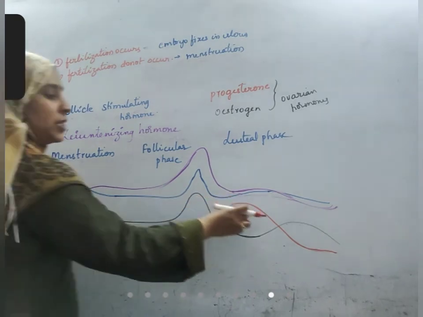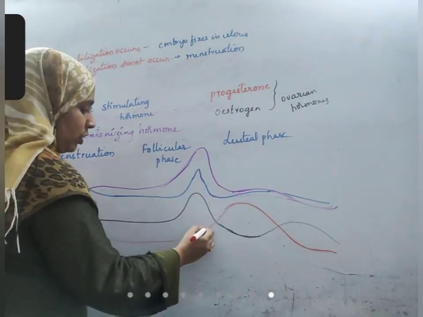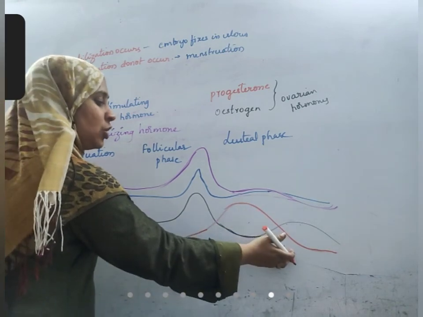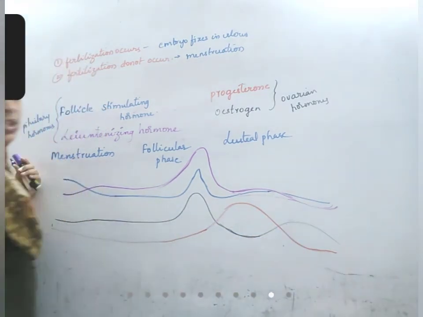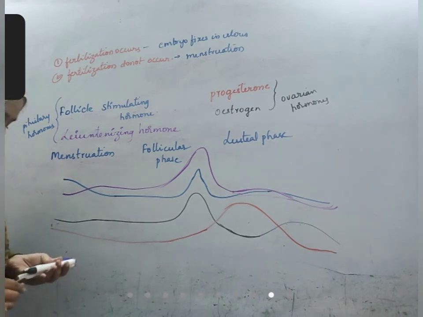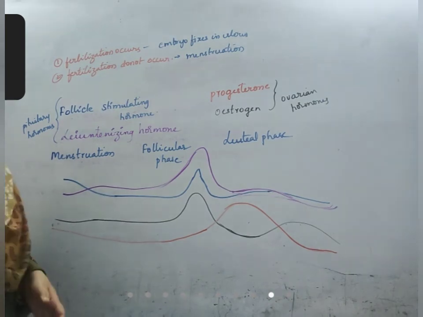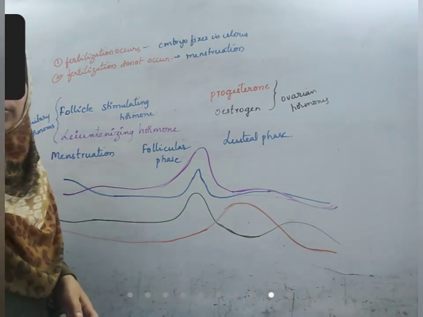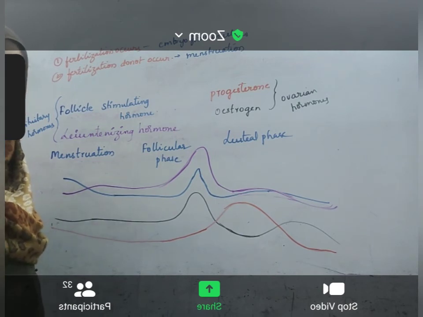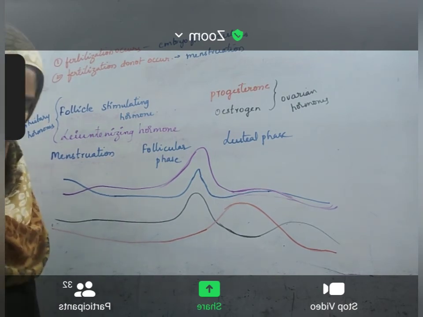This is when the corpus luteum is produced. If you remember, this is when the corpus luteum is produced. When the corpus luteum disintegrates, the progesterone hormone also decreases. So these are the hormonal changes that occur in the body during the menstrual cycle. How fertilization occurs, we'll discuss in the next class.